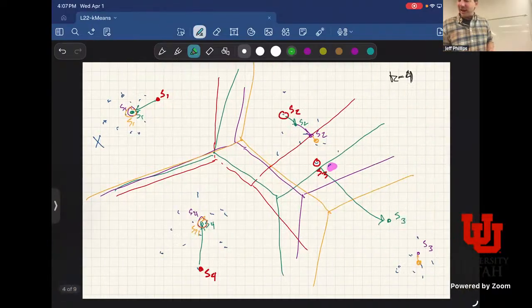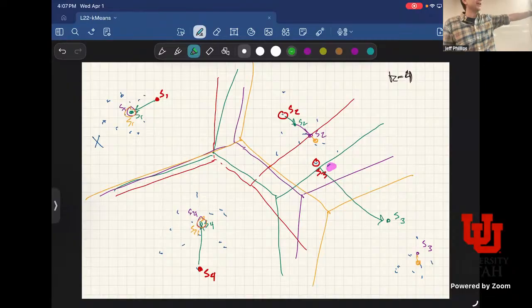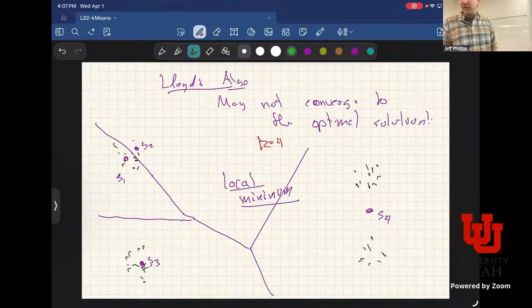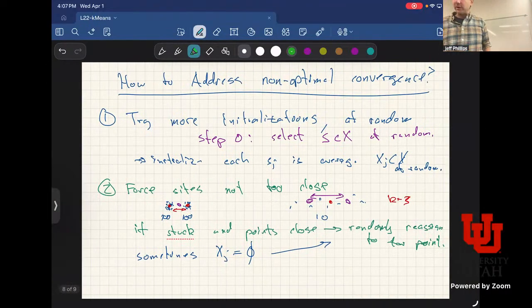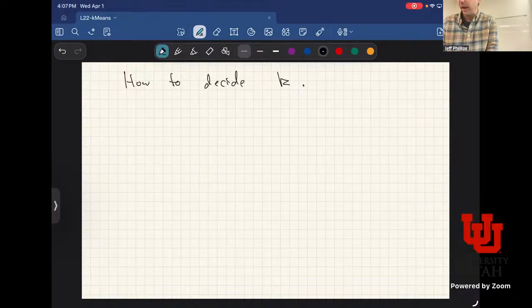Well, in every example I gave you, there were 4 clusters here, and I said, let's use k equals 4. Well, what if I choose a different number? Here there were 4 clusters. I ran k equals 4, but I might as well run k equals 3. If I ran k equals 3, this is probably close to the right answer. So how do I know what the value k should be? How to decide k.